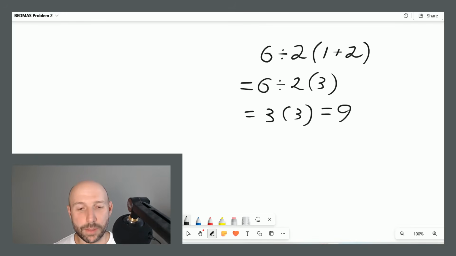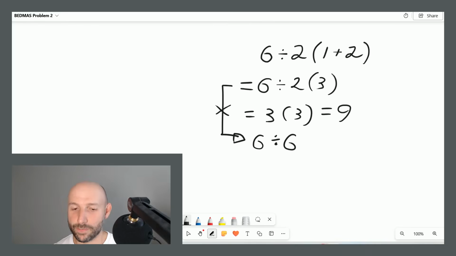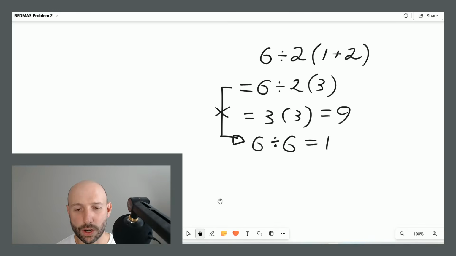Now, here's where people make a mistake. They do 2 times 3 first. So, don't do this. 6 divided by 6, which is 1. Now, here's why that's wrong. There are 4 main errors that lead people into making this mistake, and we will go through all of them.